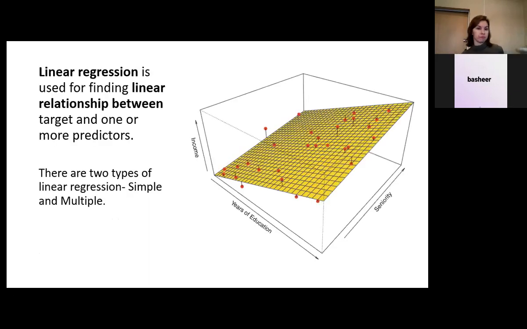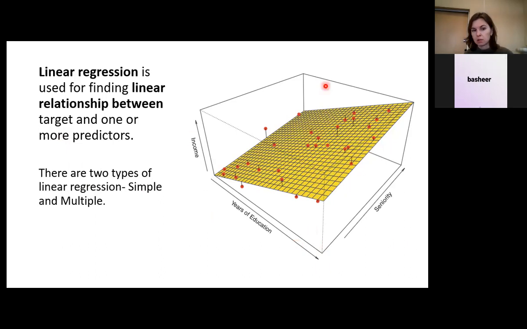So what is it? Linear regression is used for finding a linear relationship, as you might understand from the name of the method, between targets and one or more predictors. Two main words: target and predictor. We will talk about simple linear regression when we have only one target and one predictor. In multiple linear regression, we have several predictors.